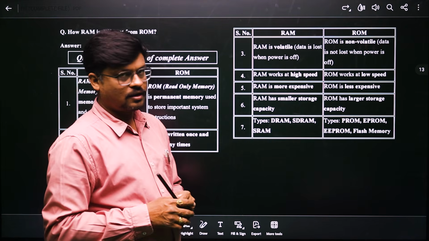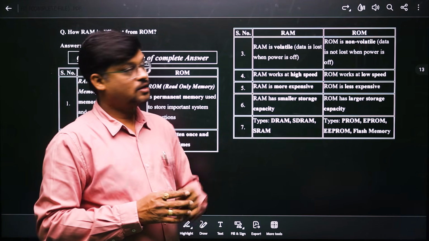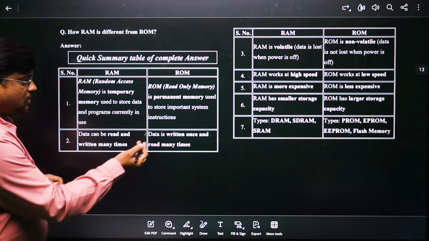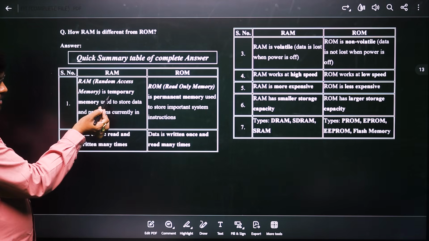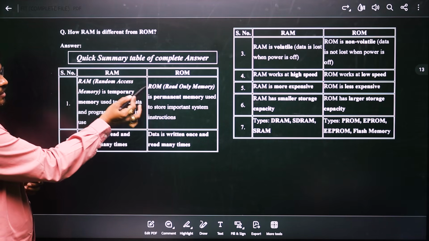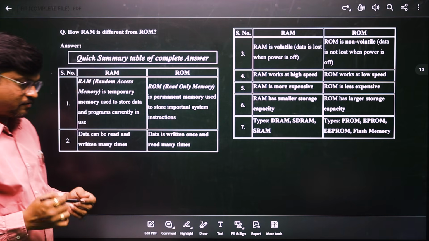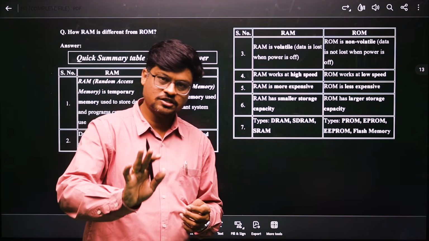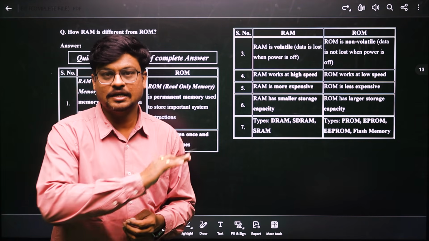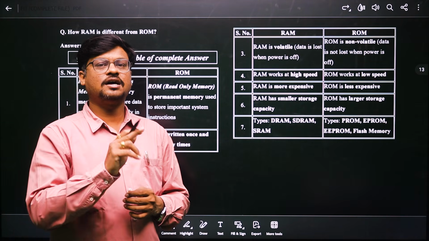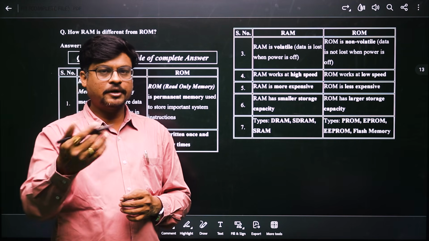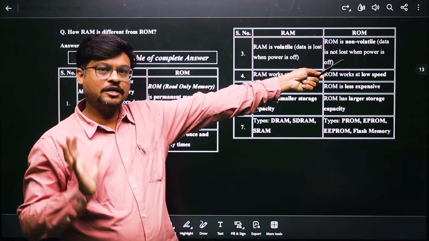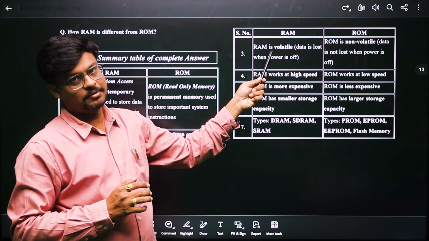RAM is volatile. Data is lost when power is off. ROM is non-volatile. Data is safe because ROM data is permanent. RAM data is temporary. ROM is permanent. So when power fluctuations happen, or intentionally, unintentionally, accidentally you close your system, data in the RAM is lost, but not the data in the ROM. So your operating system instructions are stored in the ROM. Your application data is stored in the RAM.